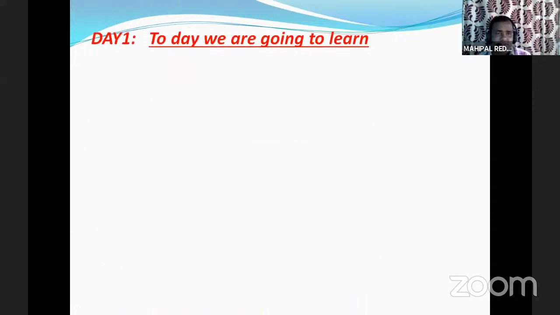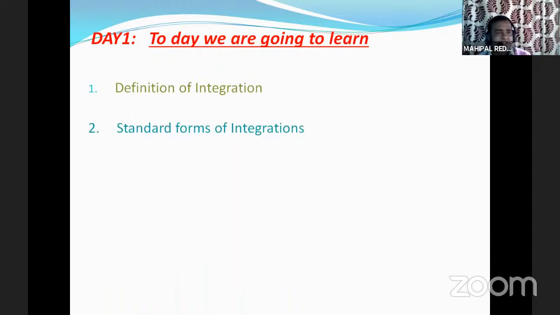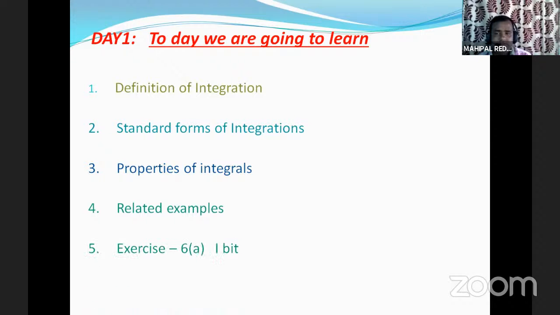Today is day 1. Today we are going to learn the definition of integration and the standard forms of integration, properties of integrals, and some related examples, and exercise 6A, first bit.